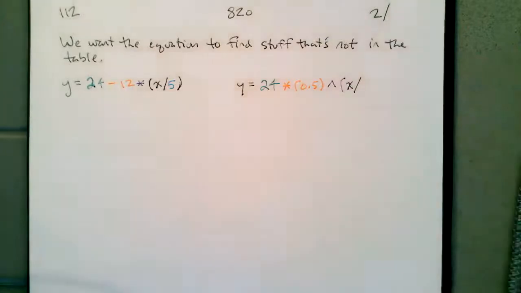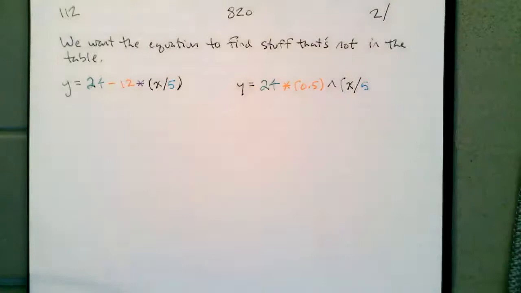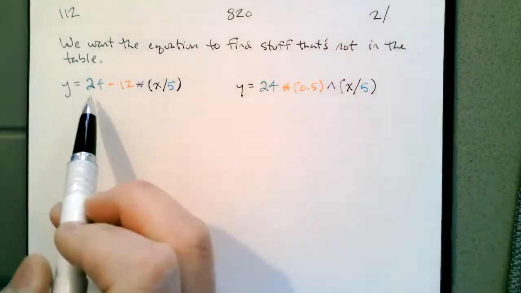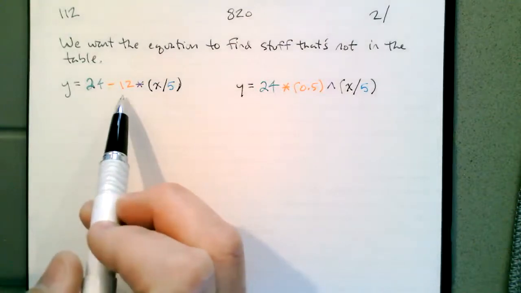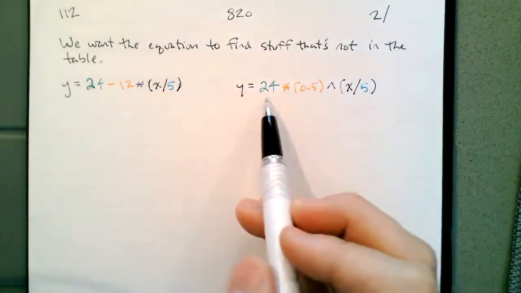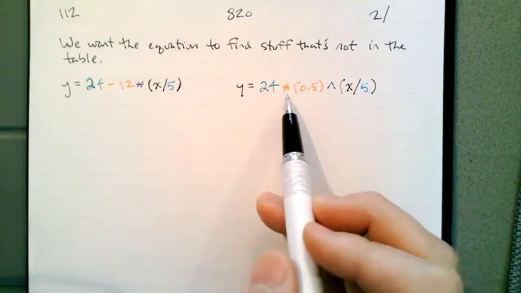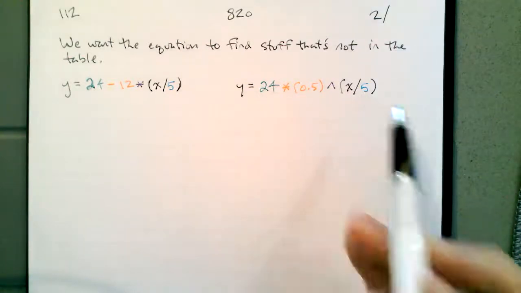On the right function, we made the exponent the number of times we multiplied by 0.5, and so we raised to the x over 5. Where do we start? What are we doing? How often are we doing it? Y is 24 when x is 0, and y is decreasing by 12 every 5 units. Y is 24 when x equals 0, and y is multiplied by 0.5 every 5 units.